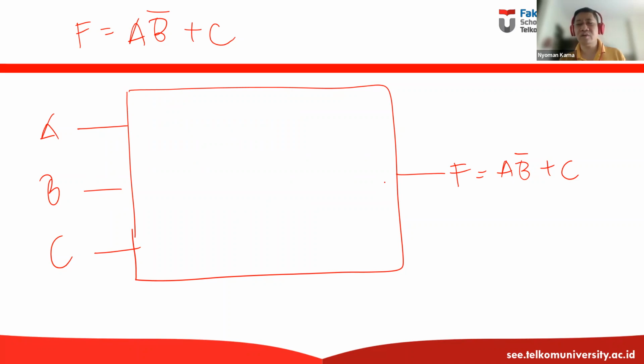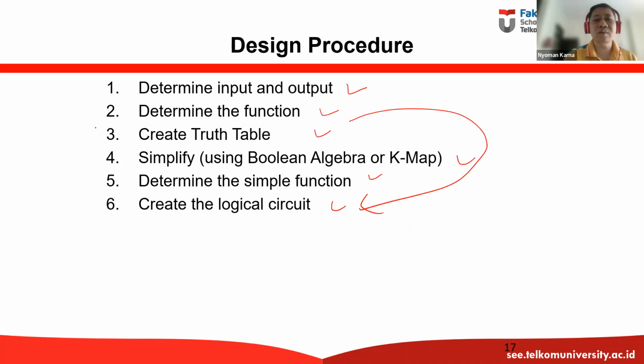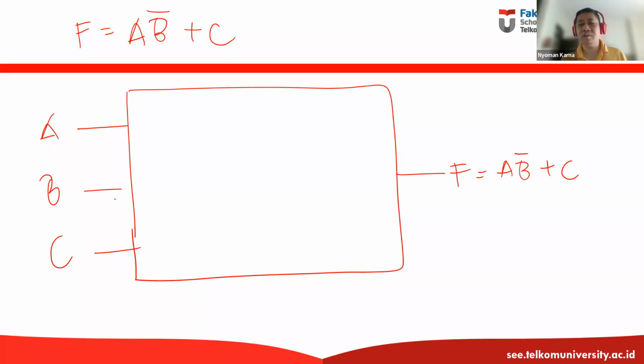If we are not sure whether this is a simple function, then we can follow the procedure here: create the truth table, and then simplify, and then determine the simple function, then create the logic circuit. But in this case, we're going to jump to the logic circuit creation, because we assume that this function, A B naught plus C, is already in its simplest form. Okay. Now, what should we do to create the circuit?